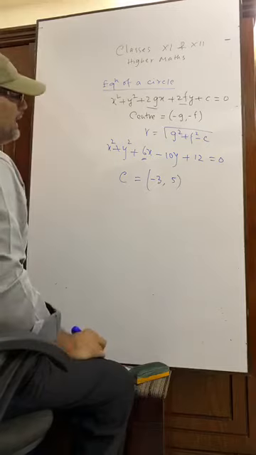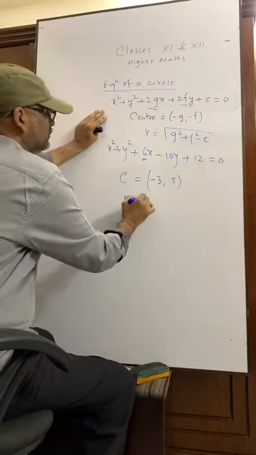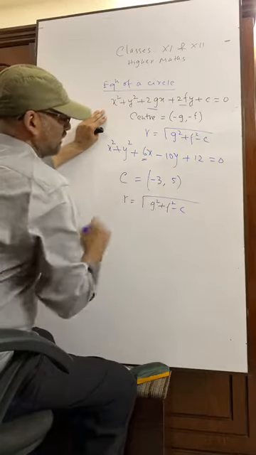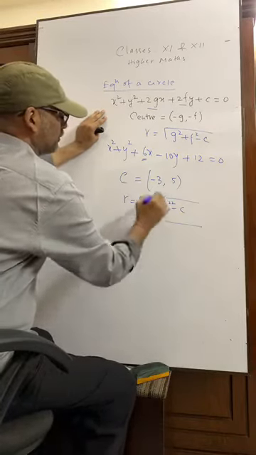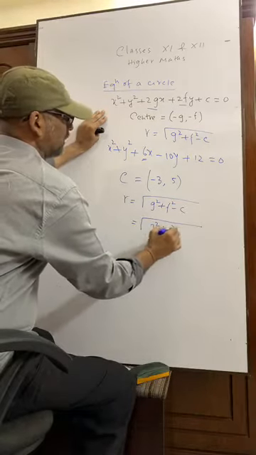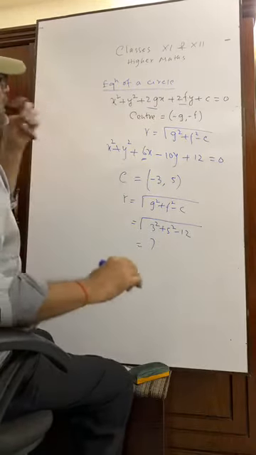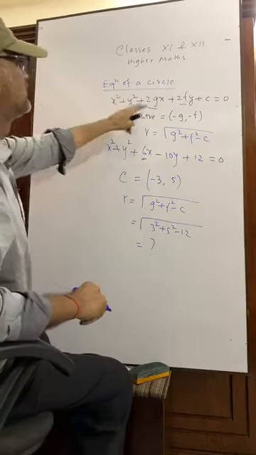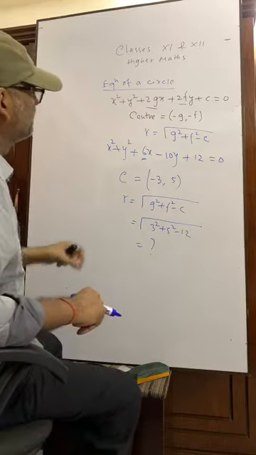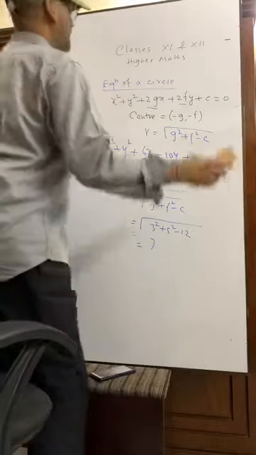Okay, and from here the radius equals to what? g square plus f square minus c. It is easily possible to determine, that is 3 square plus 5 square minus 12, and this is the result. So if an equation of a circle is given, then the radius and center can be easily found. Okay, that's good.